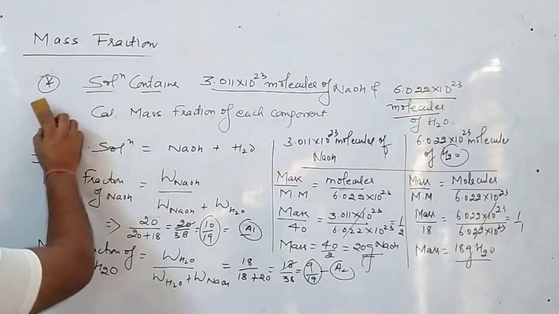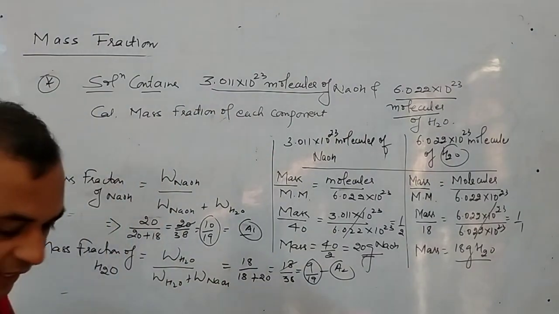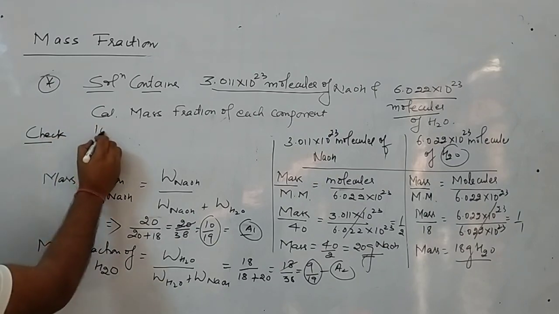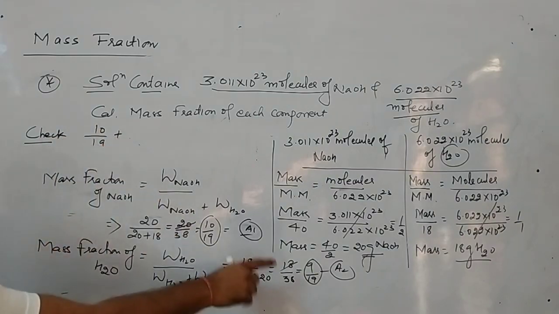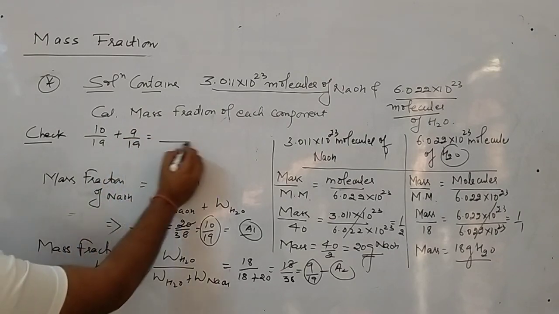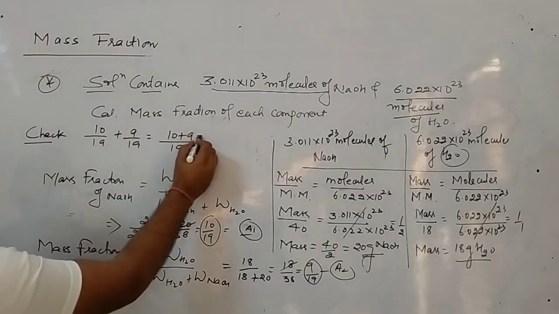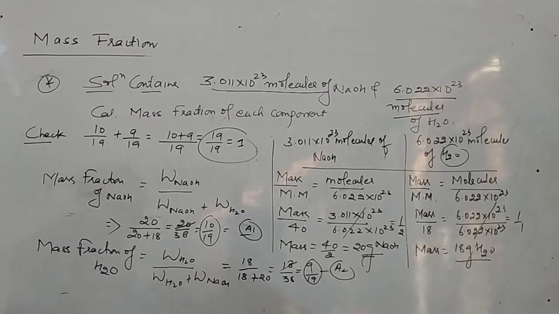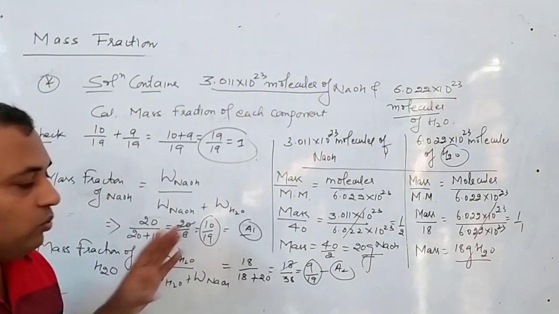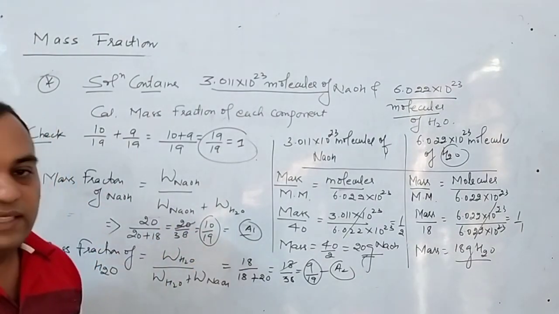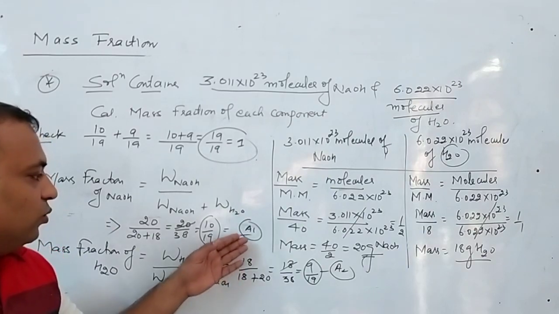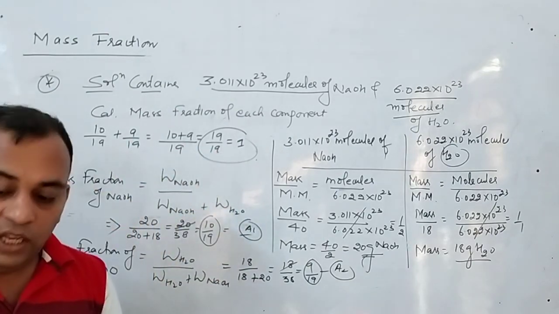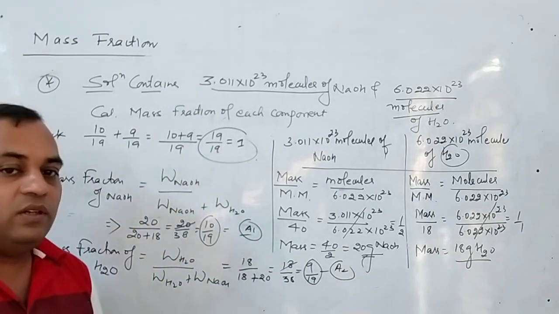Now how will I check whether this is the correct answer or not? I simply add them. If I add 10 upon 19 plus 9 upon 19, 19 will be the LCM. 10 plus 9 comes out to be 19 upon 19, which is 1. This is clear to all of you students? This is the way to check. Now listen students, whenever you calculate the mole fraction, try to calculate in decimals also. Whatever the answer, 0 point something, whatsoever the calculation, check whether the sum is 1 or not. If the sum is not 1, it means there must be some mistake.